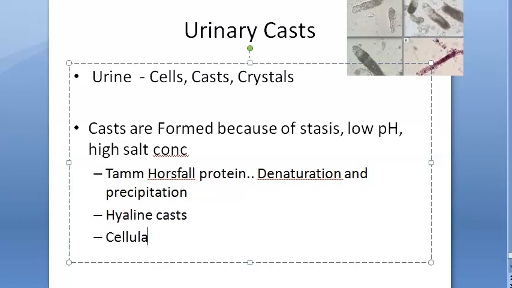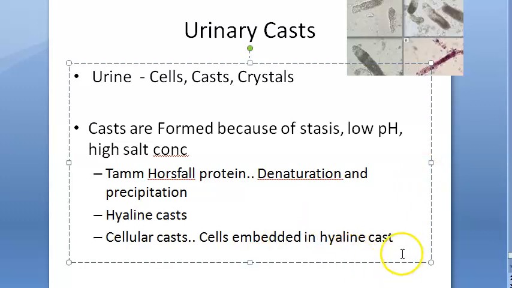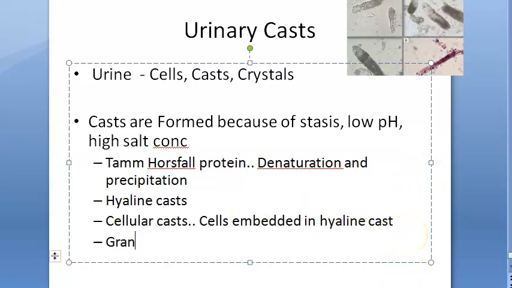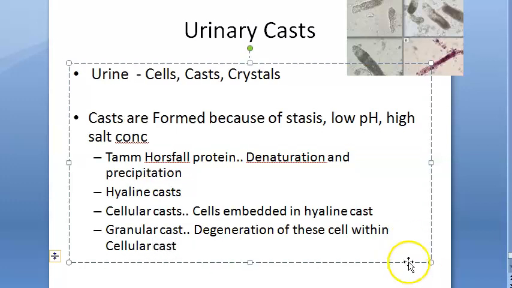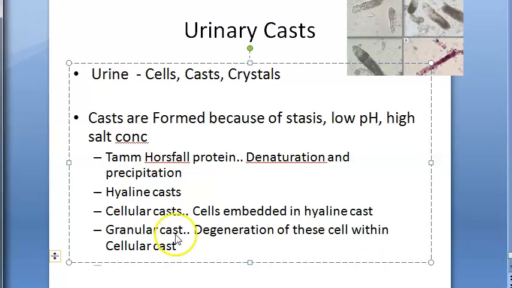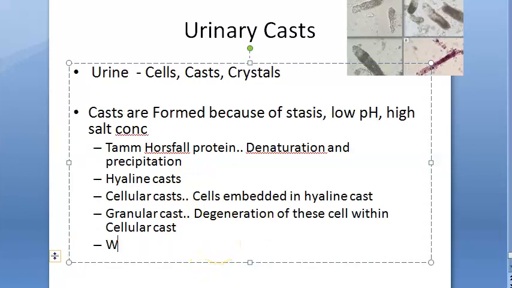Then how are cellular casts formed? When cells get embedded in hyaline cast, that time it will become a cellular cast. If you want a granular cast, the degeneration of these cells within the cellular cast becomes a granular cast. Then further degeneration of the cells, because of prolonged stay, will become a waxy cast.